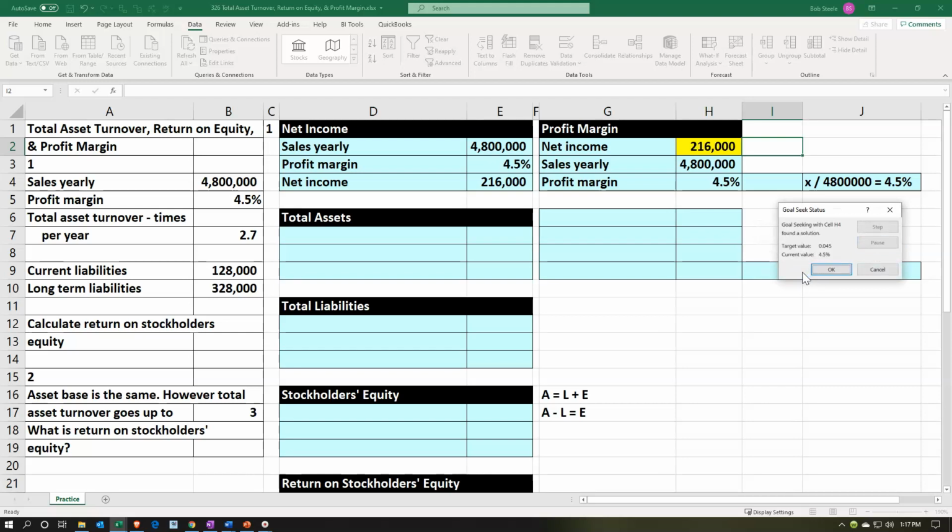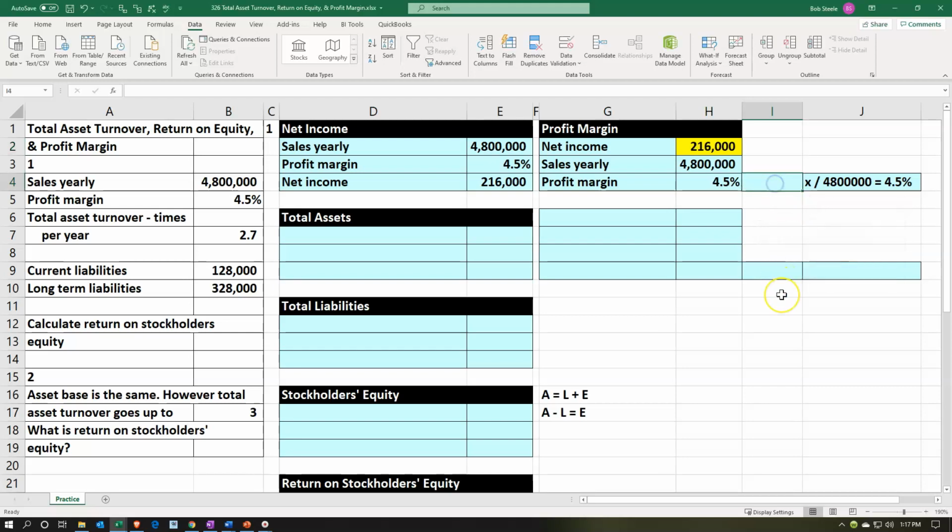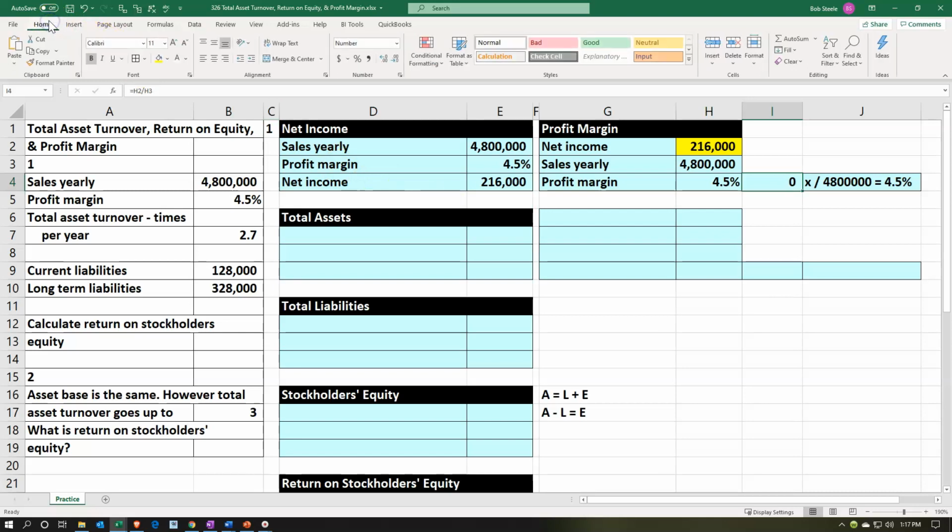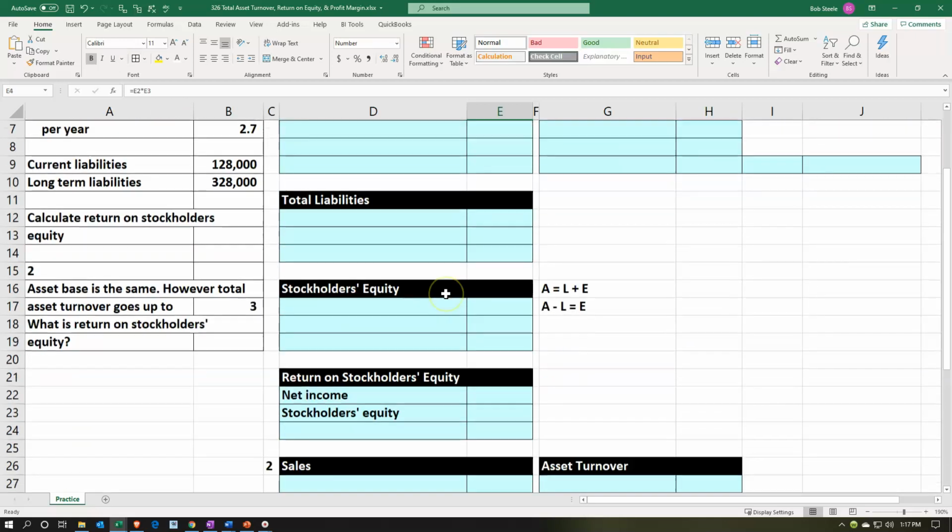It'll look for that number, and there's going to be our 216, and we can verify that by doing the calculation, which would be the 216 divided by the sales, this being the 4.5%. If we go back to the Home tab, numbers group, make it a percent and add the decimals to it. Let's do some formatting: underline here, Home tab, font, and underline. So now we've got our net income. That's going to be one of the components.